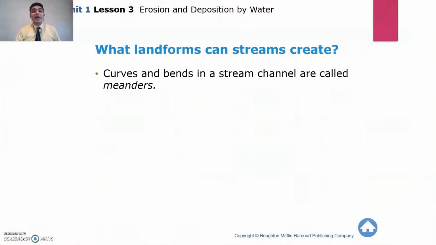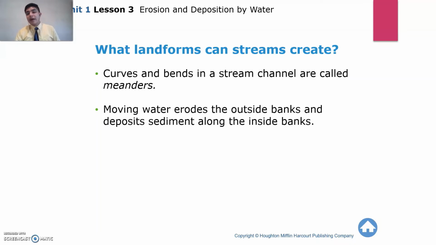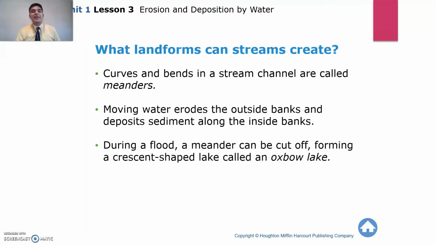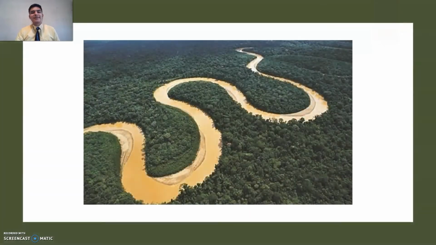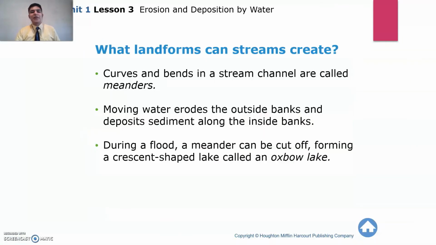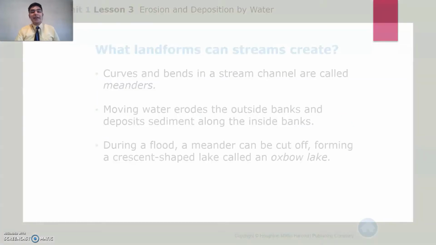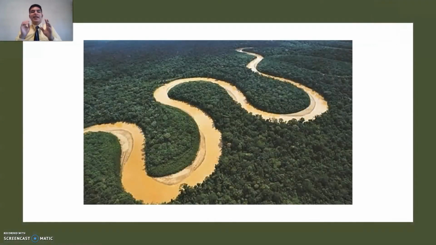Let's continue. Curves and bends in a stream channel are called meanders. Moving water erodes the outside banks and deposits sediments along the inside banks. During a flood, a meander can be cut off, forming a crescent-shaped lake called an oxbow lake. And here you have an example of what we were talking about just before. When everything is curved out, it is affecting the whole environment. This is represented in the picture right there.